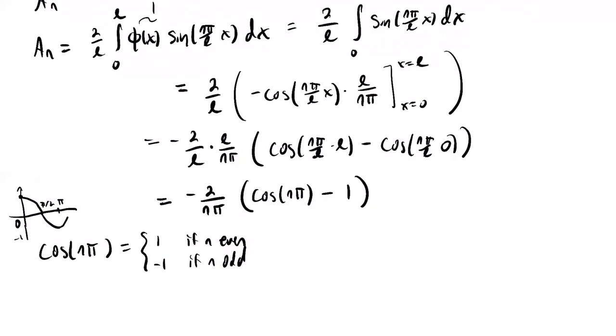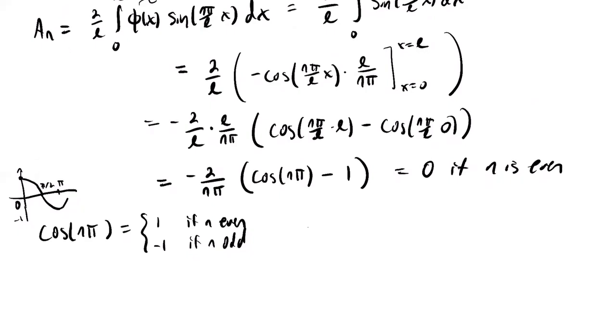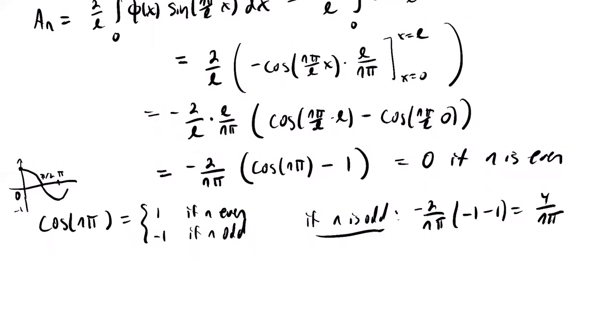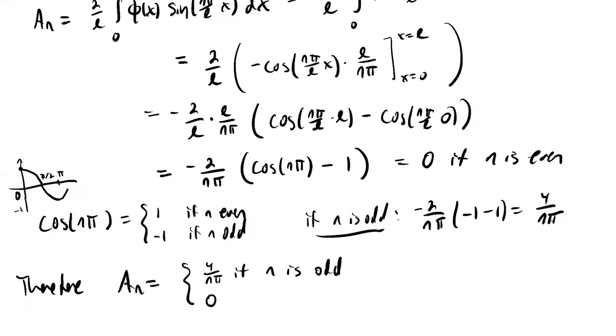And so what does this mean? If n is even, this is going to be 0, because I'm going to have 1 minus 1. On the other hand, if n is odd, I get minus 1 minus 1. So I get negative 2 over n pi times minus 1 minus 1, which is negative 2. Negative 2 times negative 2 is 4, so I get 4 over n pi. Therefore, my coefficient an is equal to 4 over n pi if n is odd, and it's equal to 0 if n is even.